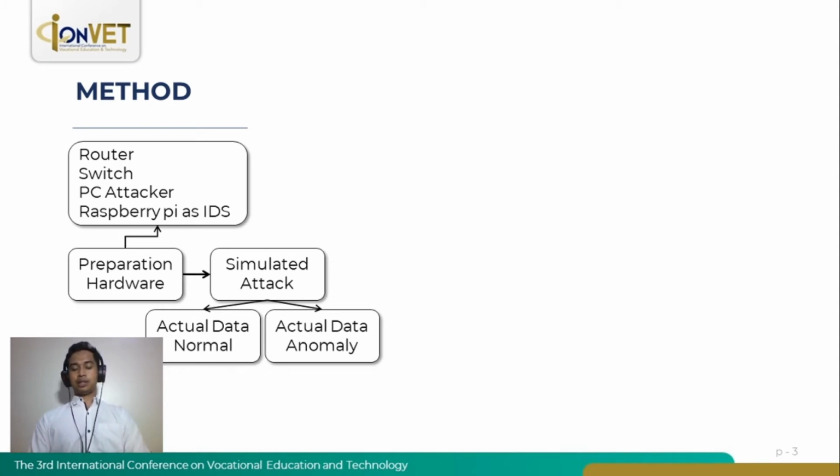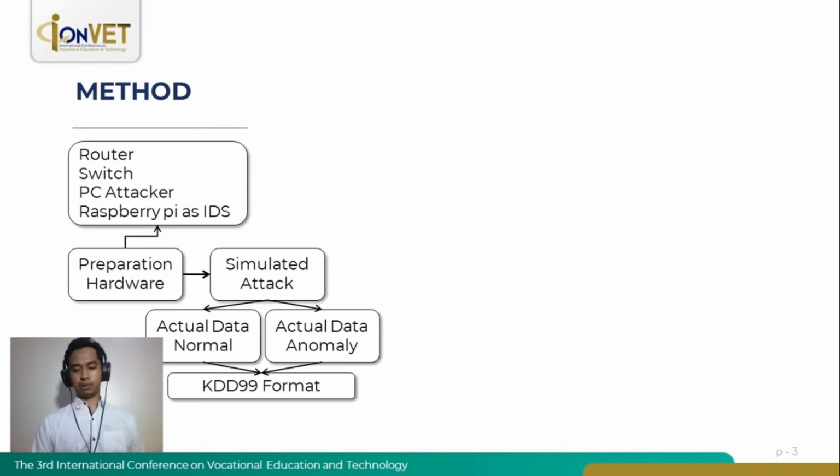The actual data we get from the Raspberry Pi in idle mode, or we can try browsing and so on. And the anomaly data we get from the simulated attack, where the PC attacker will attack the Raspberry Pi as IDS. So we get the packet capture of the traffic data, and the packet capture of traffic data will be extracted to the KDD 99 format.